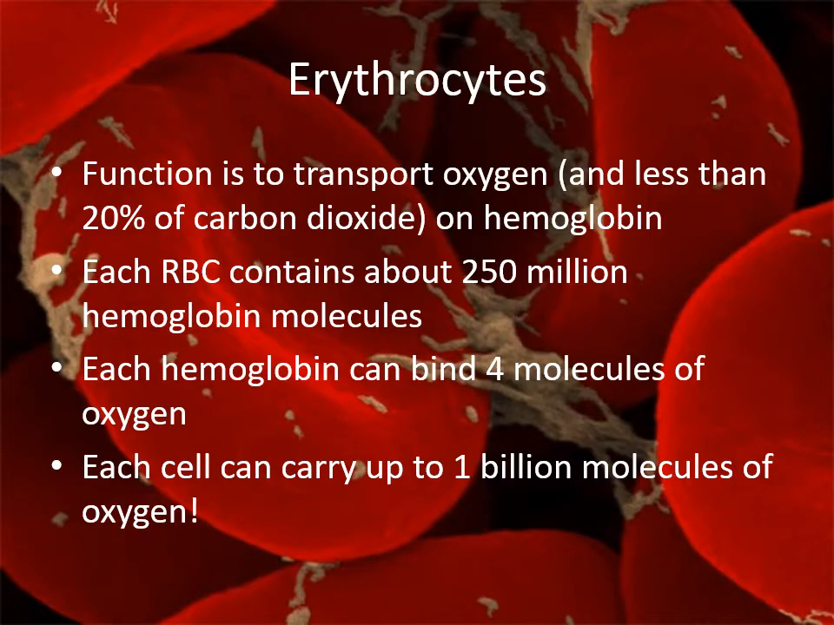Starting with the red blood cells or erythrocytes, their function is to transport oxygen, and less than 20% of the carbon dioxide that you carry throughout your blood is carried in the red blood cells. Oxygen is carried on the hemoglobin, which is a protein found inside the red blood cell. Each red blood cell contains about 250 million, or a quarter billion, hemoglobin molecules. Each hemoglobin molecule can bond with 4 molecules of oxygen. So that means each red blood cell has the potential to carry up to 1 billion molecules of oxygen. That's a lot of O2.